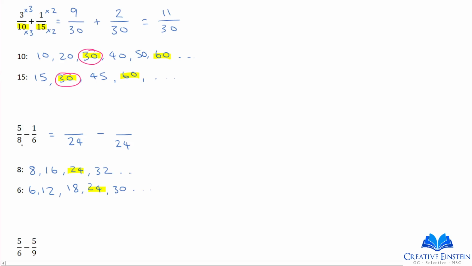8 times 3 gives me 24, so times 3 on top as well, that gives me 15. 6 times 4 gives me 24, so that becomes 4. When I'm taking away, remember the denominator does not change, it stays 24. 15 take away 4 is 11. I can't simplify that, so that's the answer, 11/24.